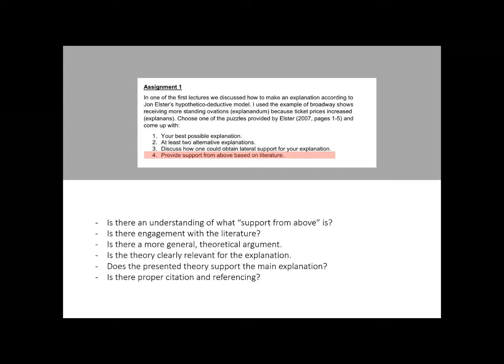So that's what I ask you to do here. And it could be Festinger if it makes sense for your puzzle. It could be another support. So this is where you probably would draw on literature from elsewhere, something that you read, where you can make a point for your explanation, for your main explanation. So is there a more general theoretical argument? And a more general theoretical argument is always a bit of zooming out.